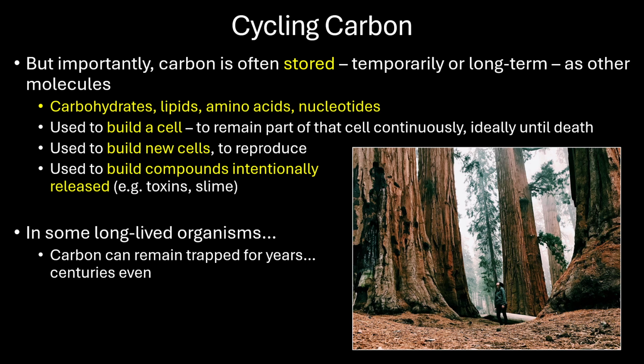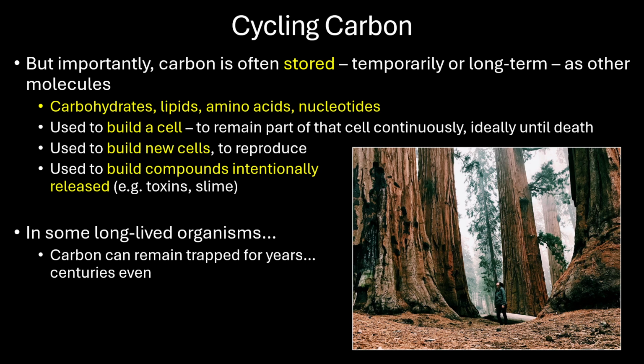But we can do a third thing that I alluded to earlier as well. We can take that carbon and we can store it, short-term or long-term, as other molecules. We can turn it into all of those 4 biological molecules. Other carbohydrates, of which glucose is one of them, lipids, amino acids, and nucleotides, right? A creative cell can make all of these things, right? They're used ultimately to build the cell, to develop it, to have it grow, to remain part of that cell, hopefully continuously, ideally until death, right?